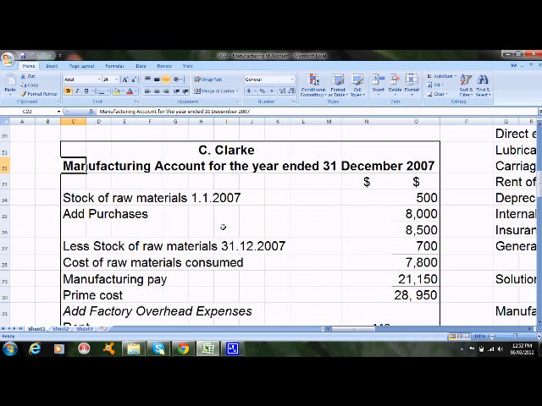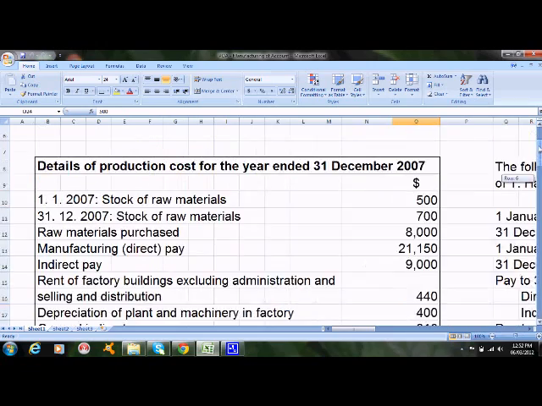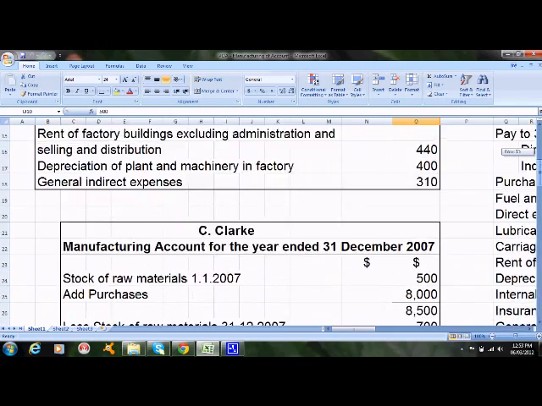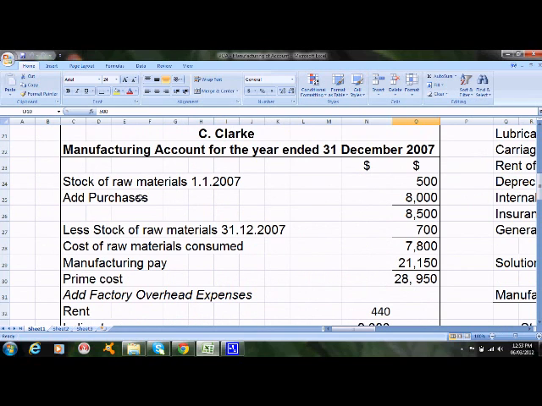Then we begin the manufacturing account with stock of raw materials, 1st of the 1st, 2007. This figure comes from the top right, $500, stock of raw materials. Then after that we add purchases, which is $8,000 from the top. Purchase of raw materials, $8,000 from the top.